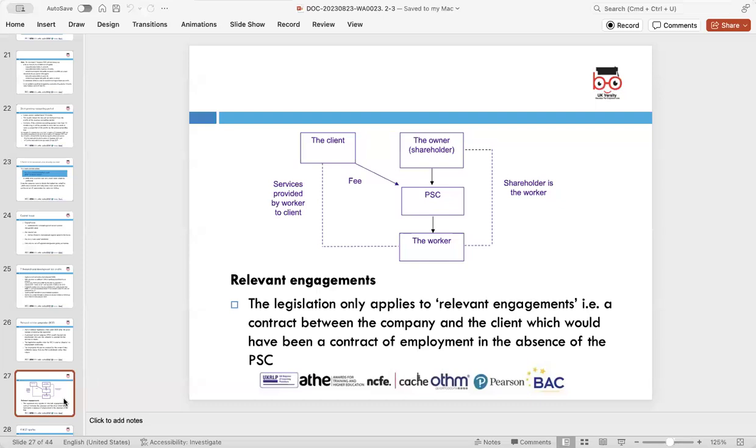This is the entity or individual that requires the service being provided. They engage with the PSC to obtain these services. We have the owner of the PSC, who is also referred to as the shareholder. This individual typically owns and operates the PSC and is the one providing the services to the clients. Then there is the worker, who is essentially the same person as the shareholder in this context. They are the one actually performing the services for the client.